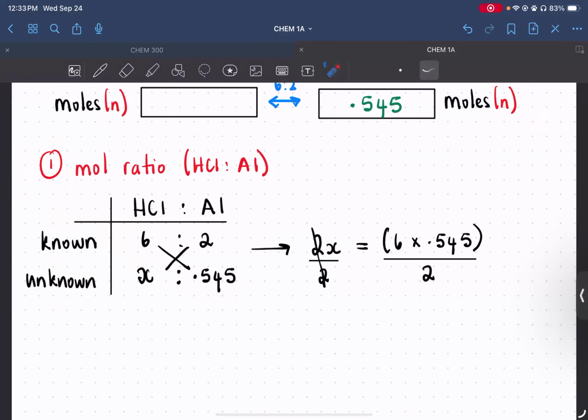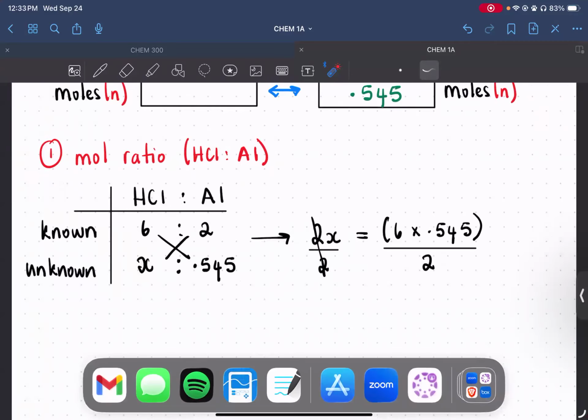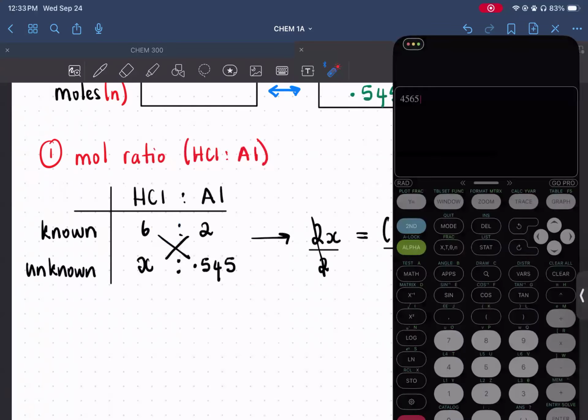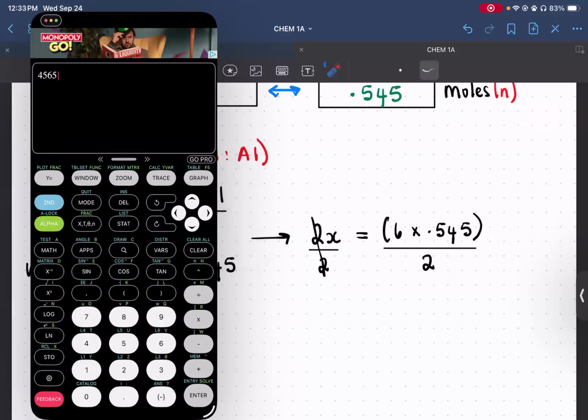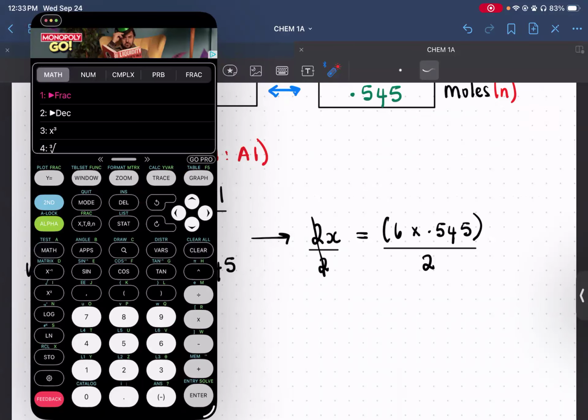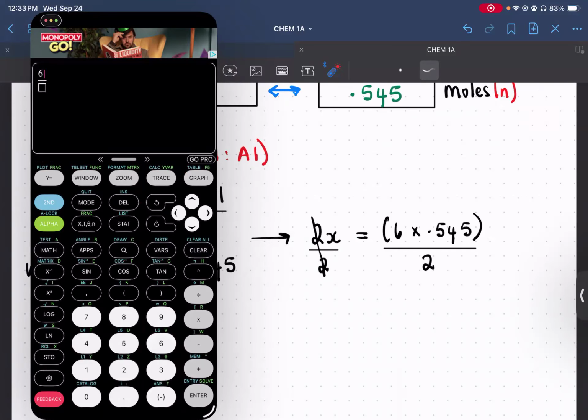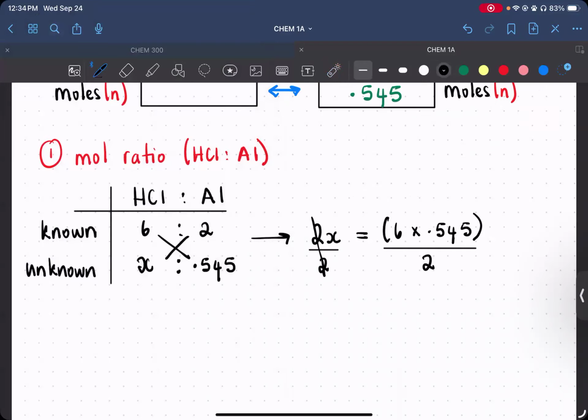Hopefully we brought our calculators. Let's take a second to do it. I have the calculator up on the screen. Let's plug it in. On top, we have 6 times 0.545. On the bottom, we have 2. That leads us to our answer of 1.635.